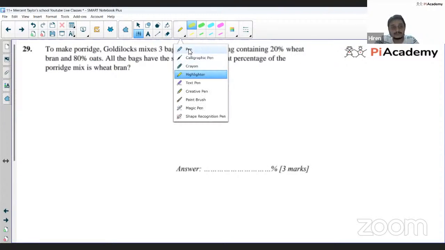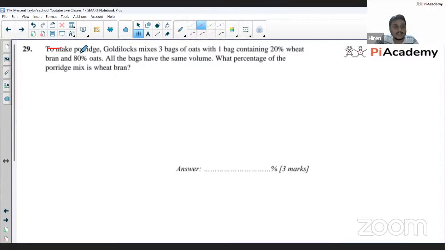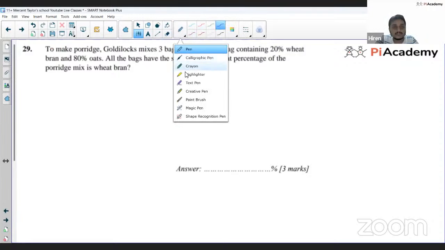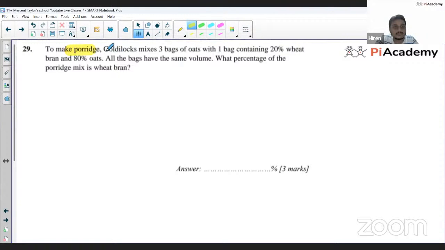And I'm reading this question. To make prodigy, here we have recipe based questions. Goldilocks mixes 3 bags of oat with 1 bag containing 20% wheat bran and 80% oat. Now all the bags have the same volume. So the question is, what percentage of the produce mix is wheat bran? This is a percentage question. Read this question carefully and then solve.